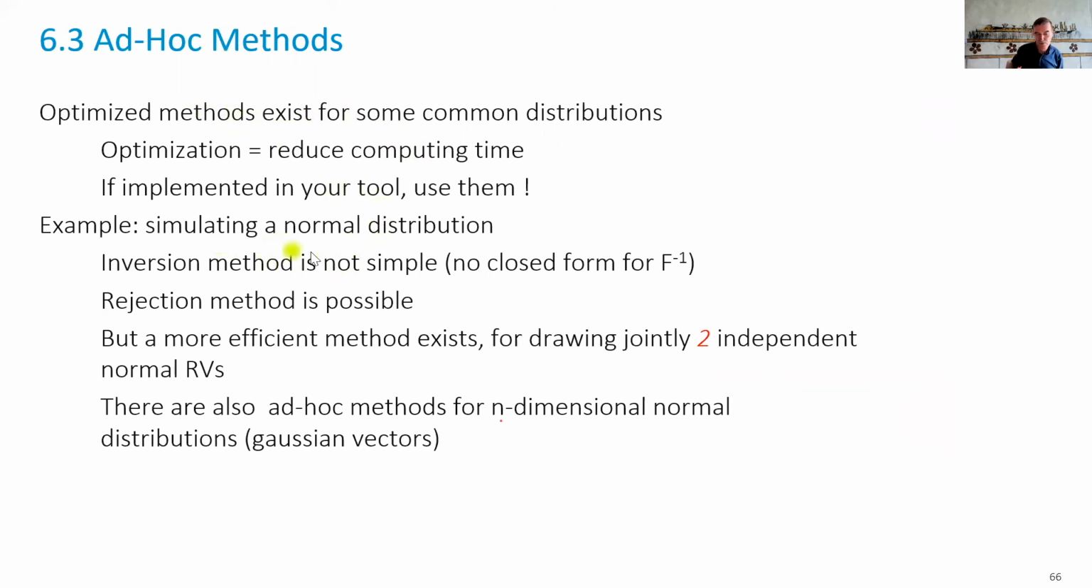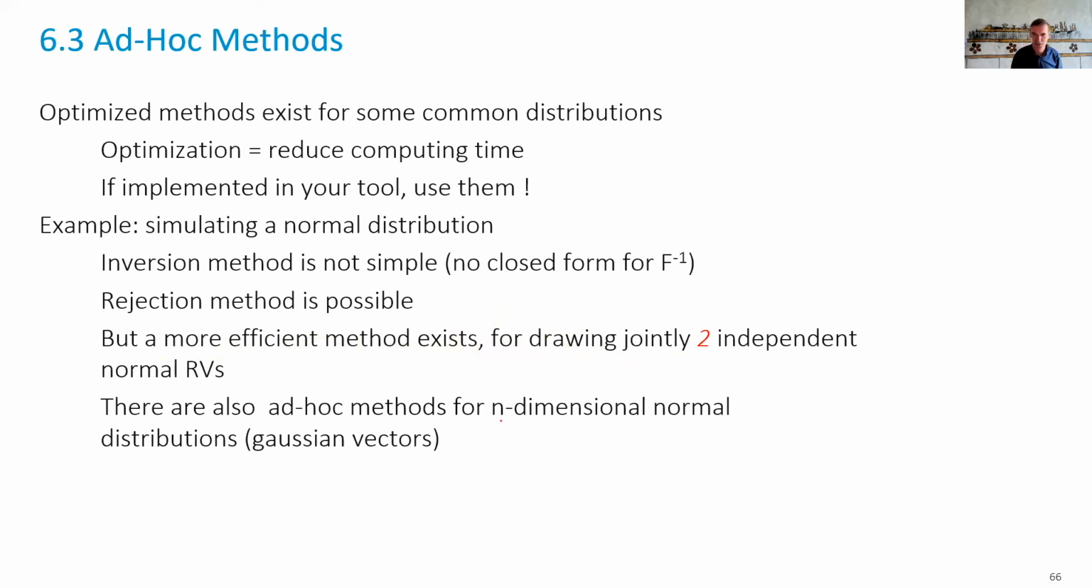For example, the very frequent case of the normal distribution. Well, we could use the inversion method, but there is no closed form for the inverse of the CDF. So the CDF can be computed numerically, but it's also expensive to compute it numerically. So it's a bit complicated. Rejection method is also possible, for example, by comparing it to an exponential distribution. But in that case, there is an ad hoc method, which says that if we want to draw not one normal random variable, but two independent, then it's cheaper.